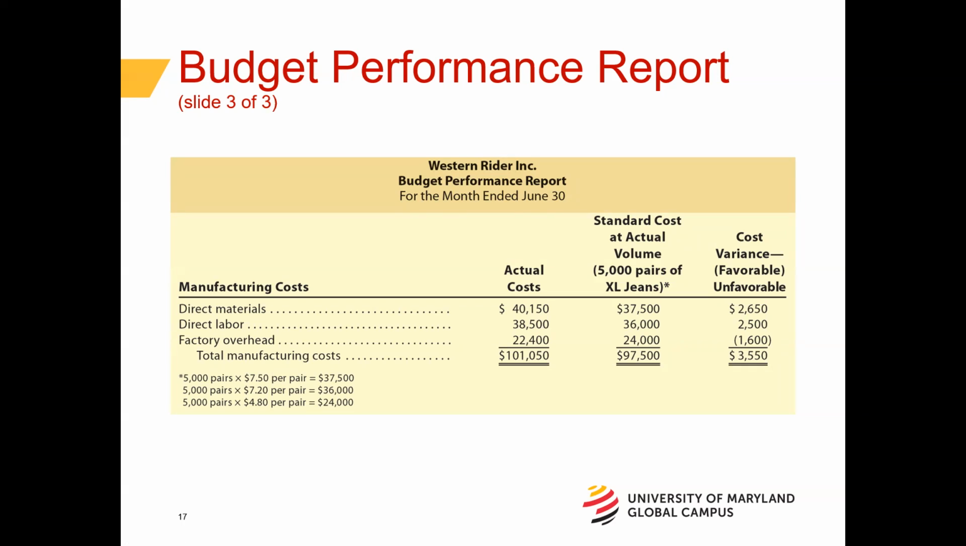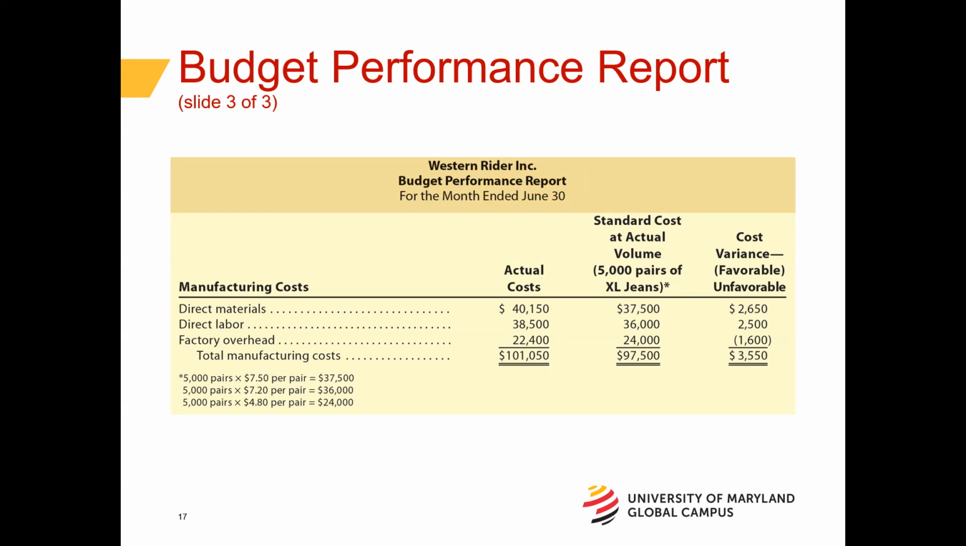5,000 pairs, $7.50 per pair. The budget was $37,500. We actually came in at, for direct materials, $40,150, giving us a variance of $2,650. That is an unfavorable variance. Remember, it's unfavorable if the actual costs are higher than the standard cost.